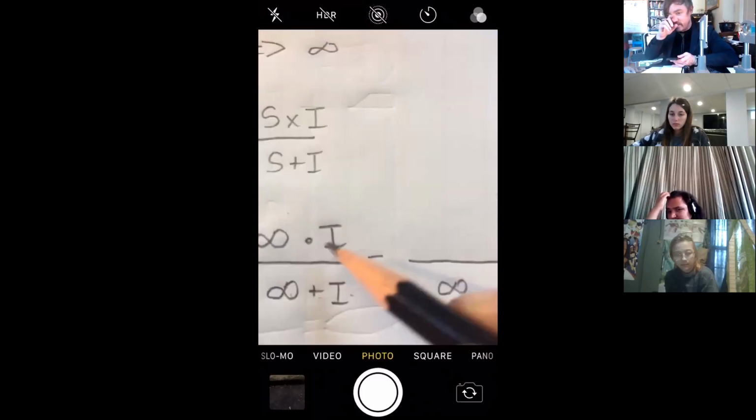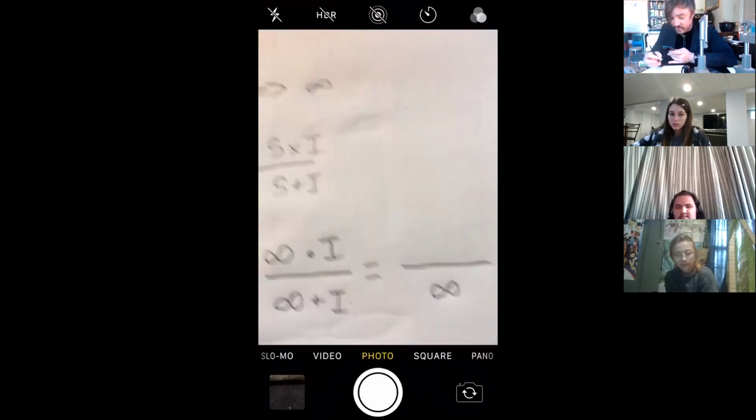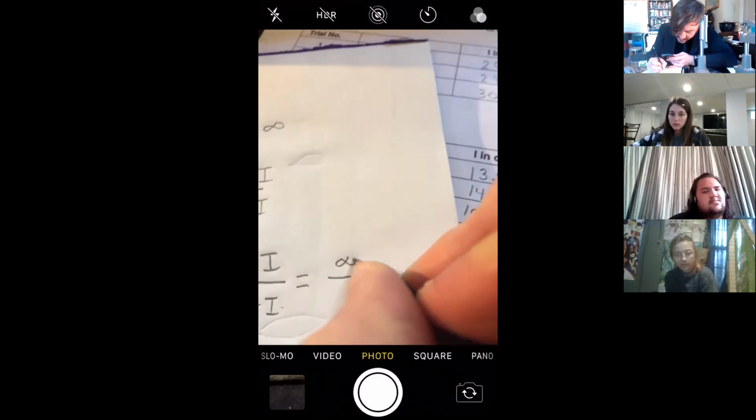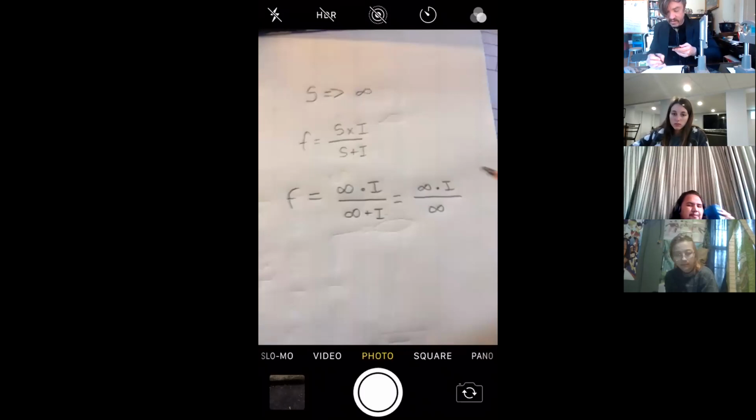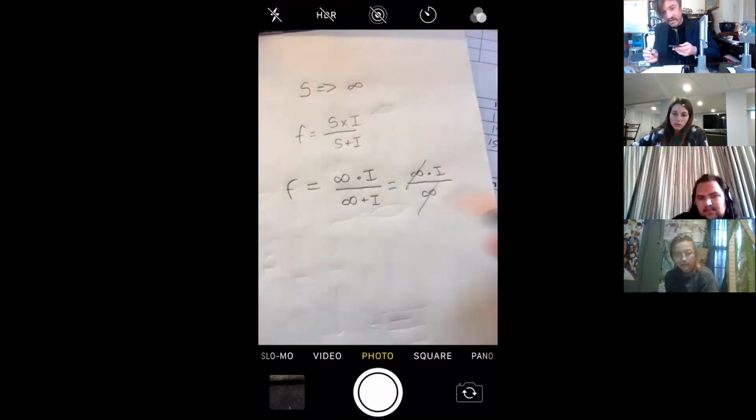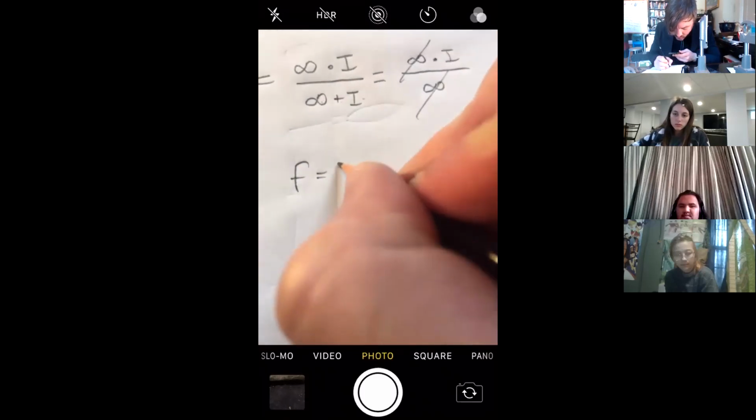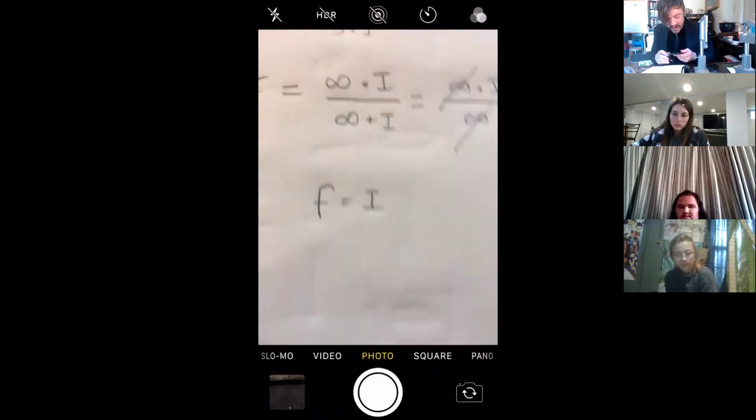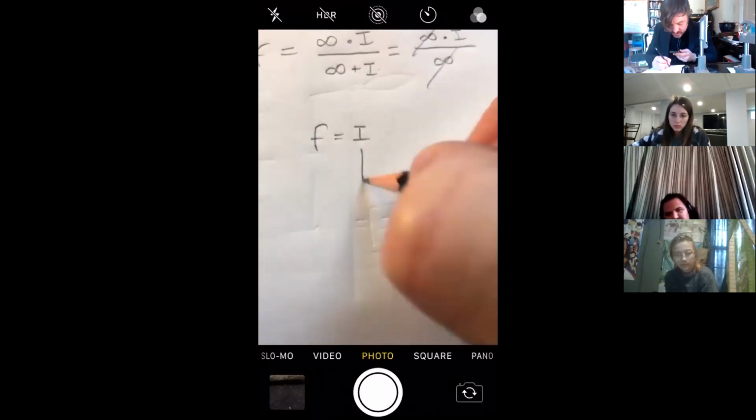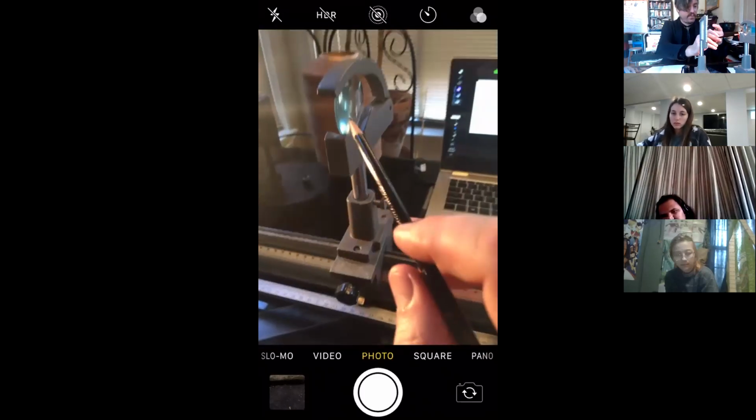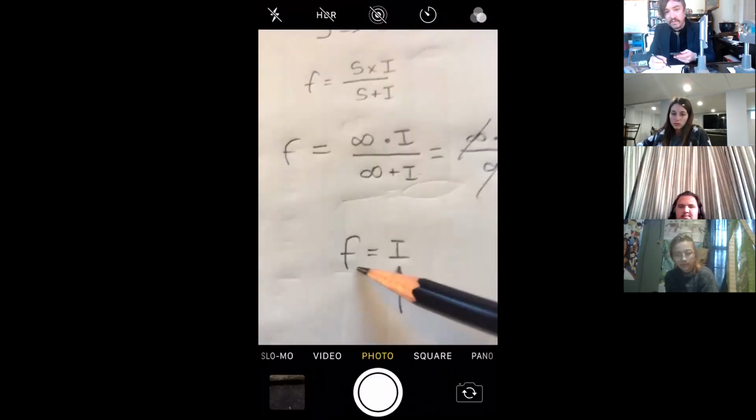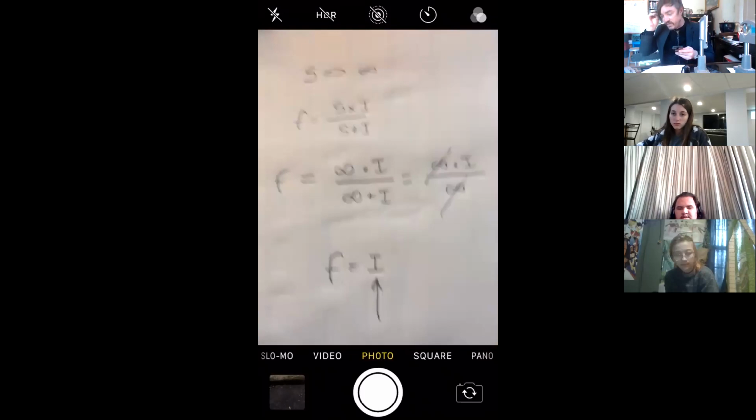Infinity times I is a little scarier because you're multiplying multiple infinities. So I'm going to leave infinity times I alone. And what I notice in my formula is that infinities cancel out, and I get this kind of funky formula. When it's in focus, the image distance, which you'll remember is from the lens to the screen, is equal to the focal length. And I want you to see what that means in practical purposes because it's kind of cool.